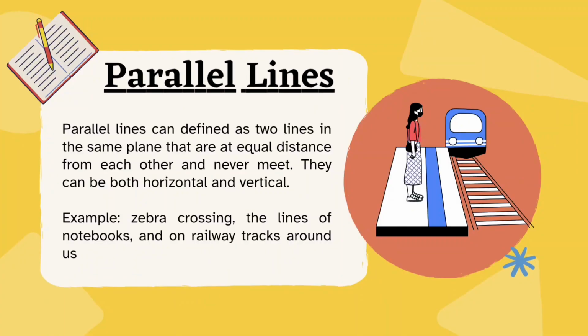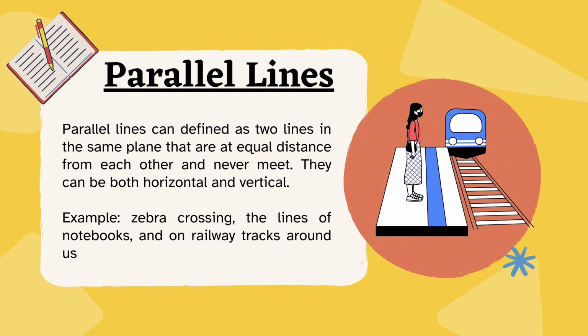On this occasion, I want to discuss parallel lines. First, I want to explain the definition and example of parallel lines. Parallel lines can be defined as two lines in the same plane that are at equal distance from each other and never meet. They can be both horizontal and vertical. Examples are a zebra crossing, the lines of notebooks, and railway tracks around us.